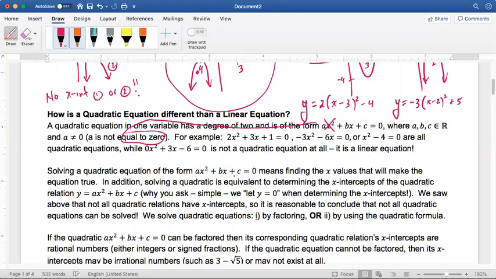So here are some examples of some quadratic equations. 2x squared plus 3x plus 1 equals 0. Negative 3x squared minus 6x equals 0. And x squared minus 4 is equal to 0. You'll notice in the first one, all three terms are there: the quadratic term, the linear term, and the constant term. In the second one, the quadratic term and the linear term are there. And in the third one, just the quadratic and the constant term are there. So those are your three possibilities. You're never going to have the possibility where the quadratic term is not there, because then it is a linear equation.